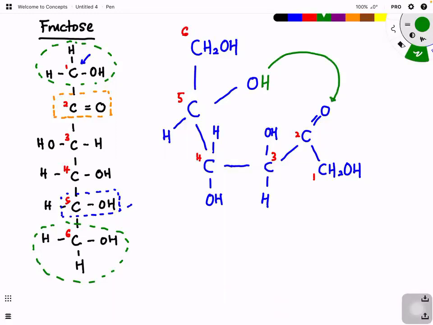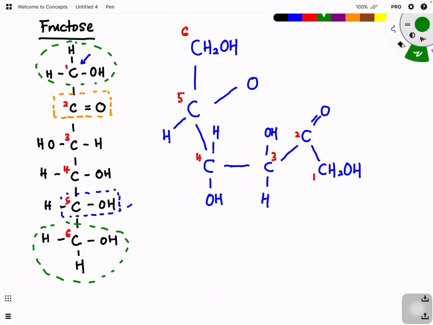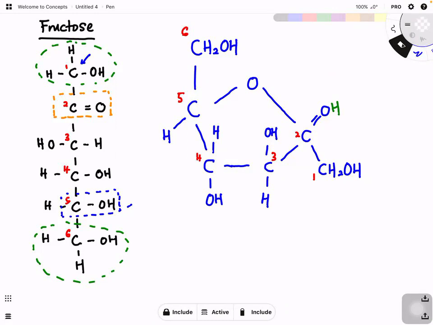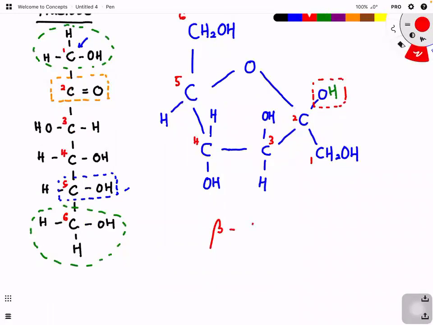Are you clear? Can you see that? The H, I can move it and then put it here. So let me remove the H and then put it here. Then we're going to form a bond between the O of carbon number 5 and carbon number 2. Carbon cannot have 5 bonds, so we remove one of the bonds. Can you see that now the OH group of carbon number 2 is above the ring? So this one is the beta fructose. Are you clear? Can you see that? The OH group above the ring.